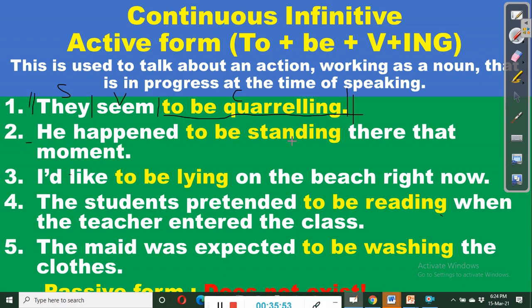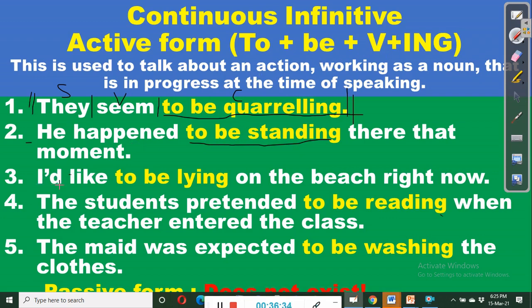He happened to be standing there that moment. Now the continuous infinitive here is to be standing. He happened to be standing there that moment. All right. So you can then see that this is the continuous infinitive, and you can understand that when we have the ing form coupled with to and be, that gives us the structure of the continuous infinitive.